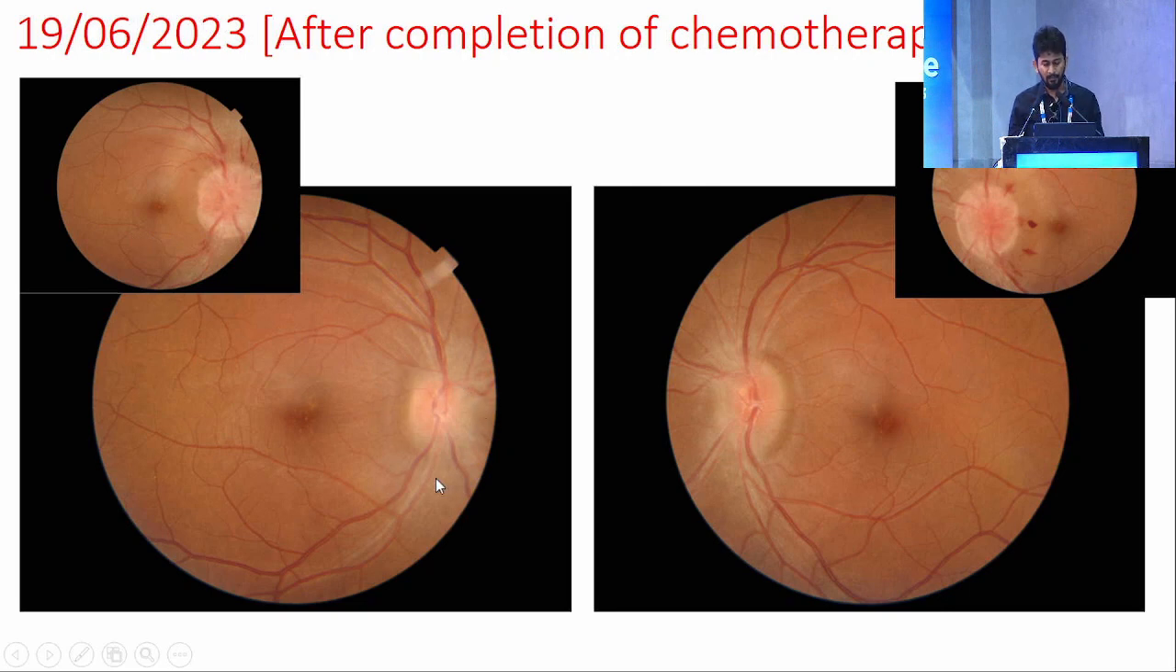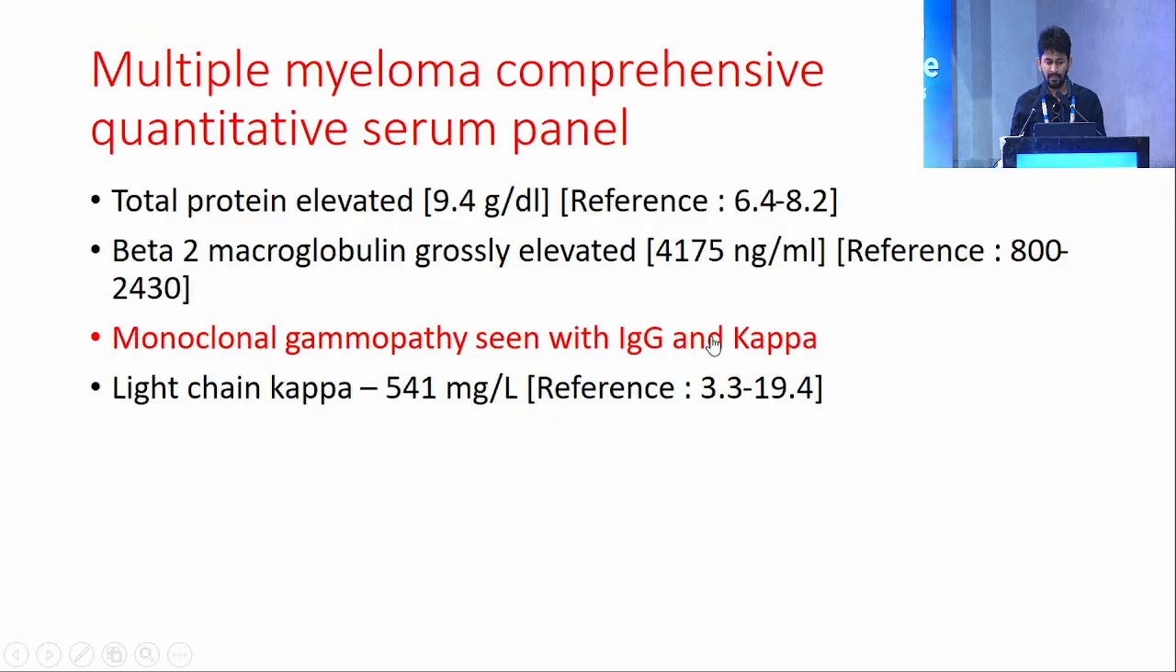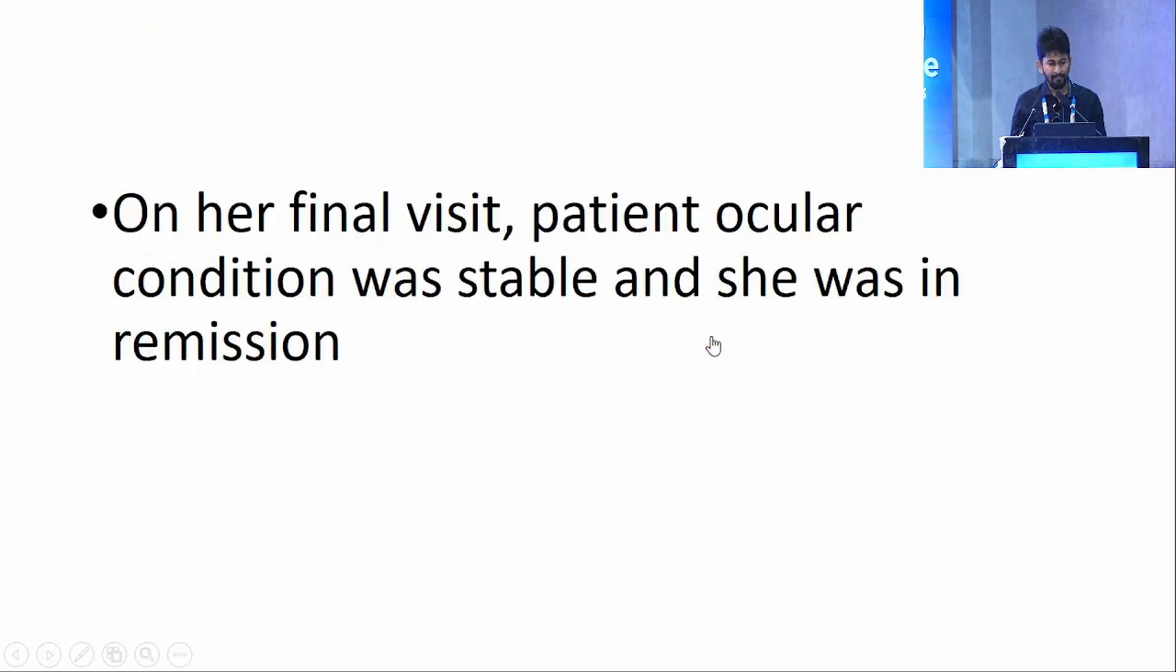Very well resolving disc edema along with macular edema is seen in both eyes. In the OCT also, NSD got completely resolved, and hyperreflective foci also resolved in both eyes. A comprehensive quantitative serum panel showed monoclonal gammopathy with heavy chain of IgG and light chain of kappa.